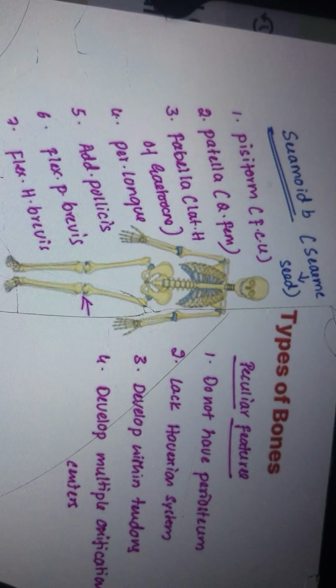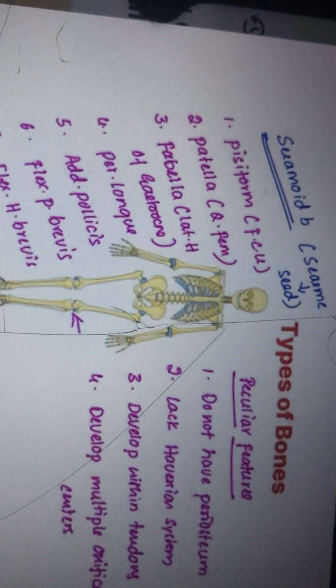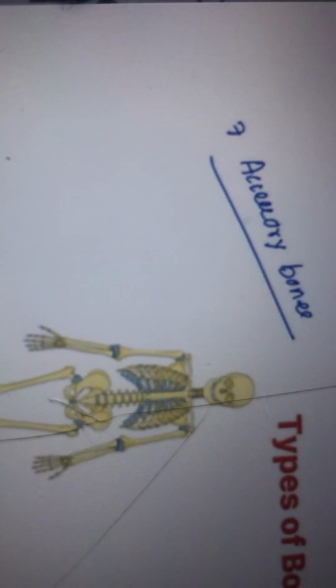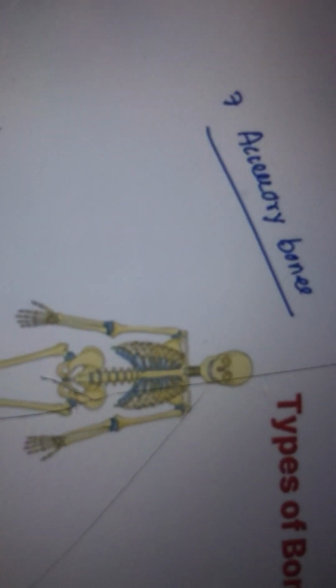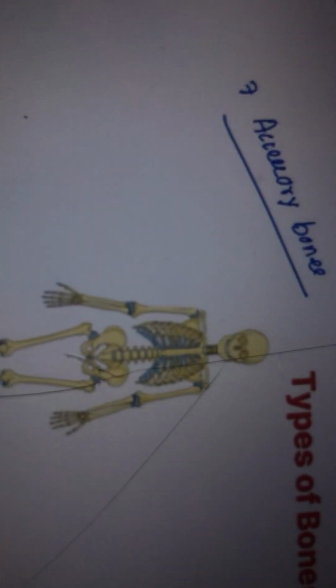Fine. Once we have learnt about the sesamoid bones, let's see about the other types. The next type of bone we have is the accessory bone. Accessory bones, right? So this is the seventh type. What are accessory bones? Remember, accessory bones are not always present and they are present occasionally. Their presence will not alter significantly the function of any part of the body.